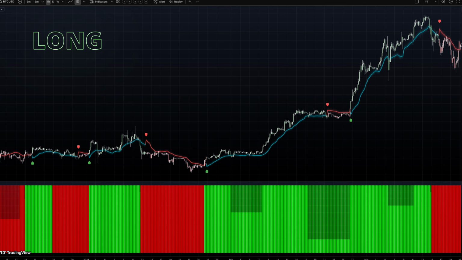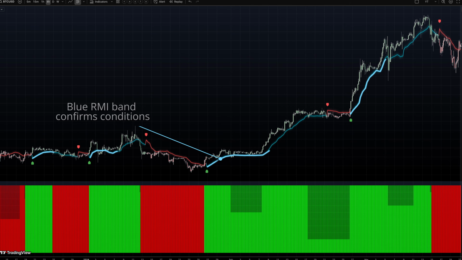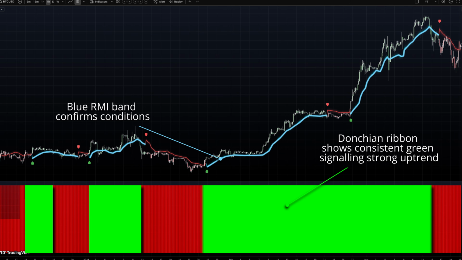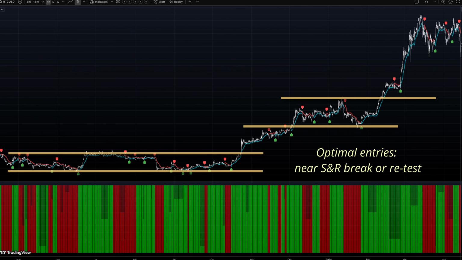For long entries, look for the RMI Trend Sniper to show positive momentum with the RMI plus MFI average crossing above the upper threshold. Blue coloration should appear in the dynamic RMI band surrounding price, while the Donchian Trend Ribbon displays consistent green across multiple timeframes, indicating a strong uptrend. Small markers appearing at the bottom of the RMI Trend Sniper chart and green candle coloration provide additional confirmation. For optimal results, enter when price breaks above resistance, with both indicators confirming during the retest.